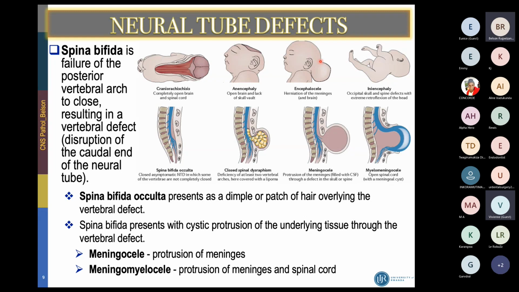So in iniencephaly, so here occipital skull and the spine defects with extreme retroflexion of the head. So it is not very clear here. There are defects, but it is not as clear as in the other things. But here the child has retroflexion of the head, umutwe ukajya inyuma cyane.